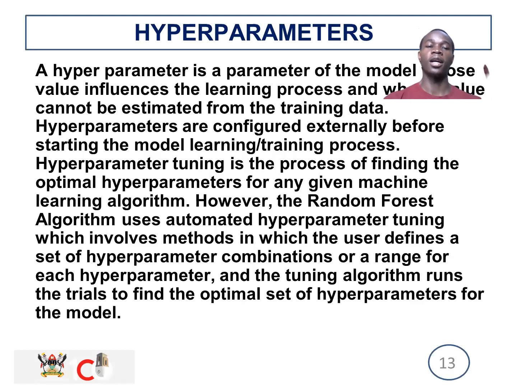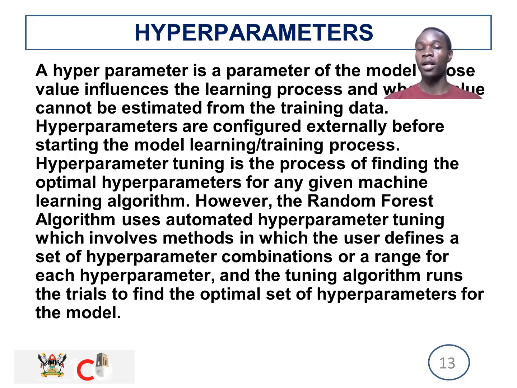Now I come to hyperparameters. A hyperparameter is a parameter of a model whose value influences the learning process. We are making our model learn so that it can come up with predictions during the process. Hyperparameters are configured externally before starting the model's learning or training process. Hyperparameter tuning is the process of finding the optimal hyperparameters for a given machine learning algorithm.